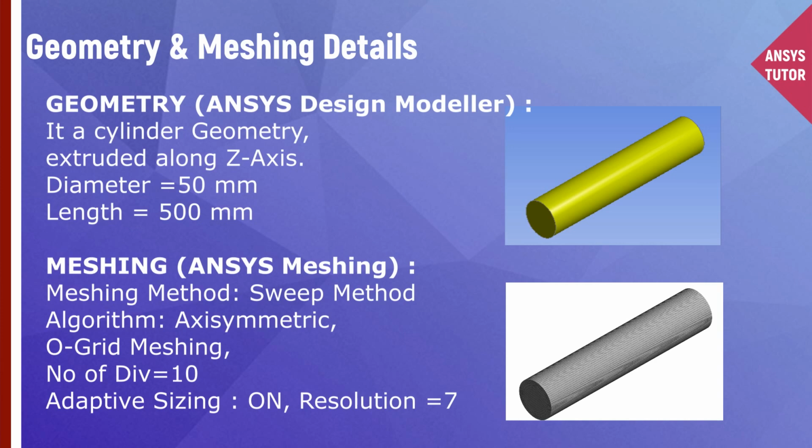Here is the details of the geometry. It's a cylindrical pipe geometry. Its diameter is 50 mm. It's extruded along z-axis up to 500 mm. In meshing, we have inserted sweep meshing method, axisymmetric algorithm, with O-grid divisions. The number of O-grid divisions is 10. Adaptive meshing is turned on. With a highest resolution of 7.